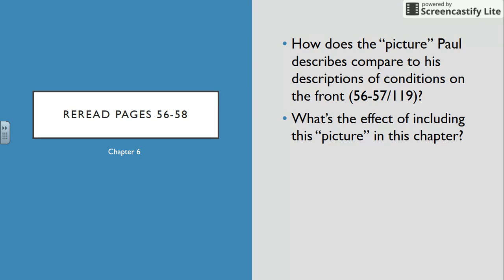And then after you answer that question, the second one is, what's the effect of including this picture in the chapter? So why did the author include this information, and what overall effect does it have for us, the reader? What does it do? What does it show? What does it enhance? It definitely doesn't take anything away. It's definitely not distracting anything. There is an enhancement here, but how so? What does it do, and what is its purpose?